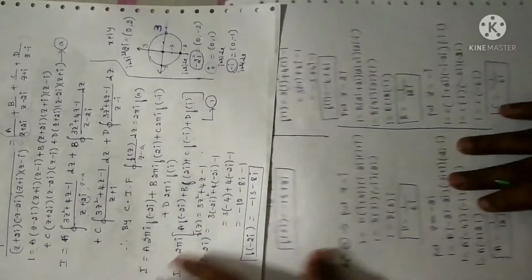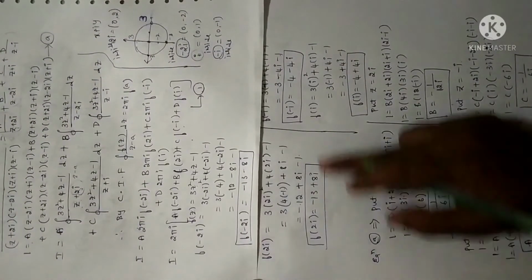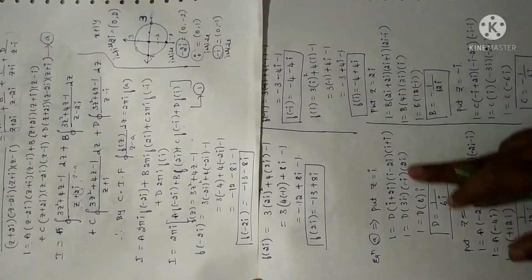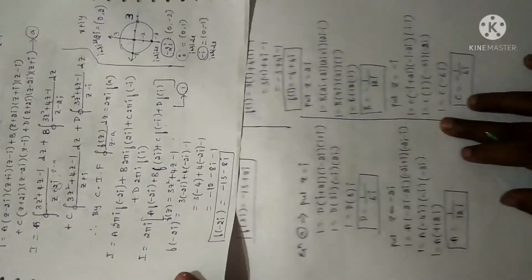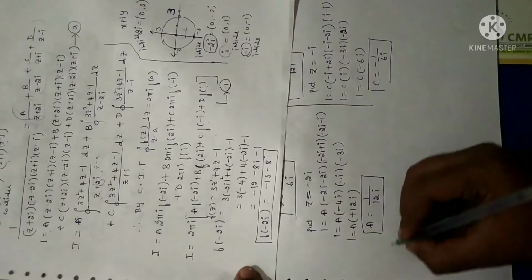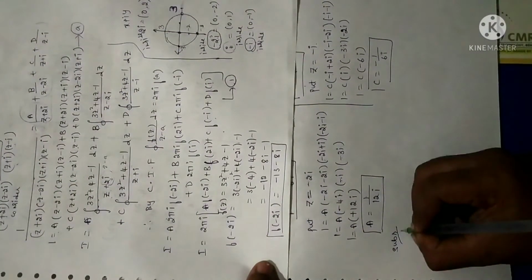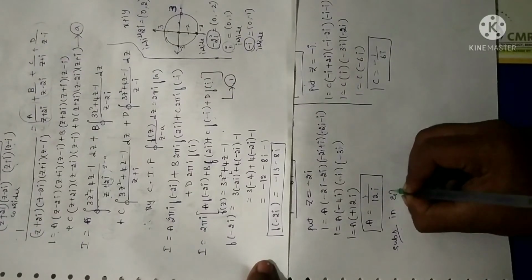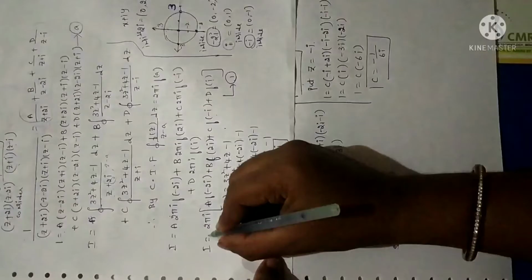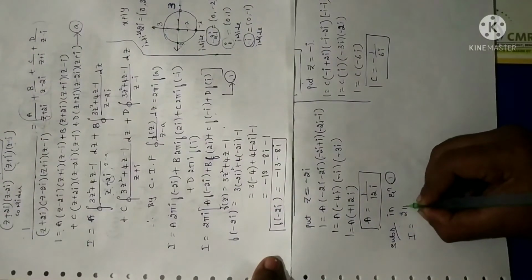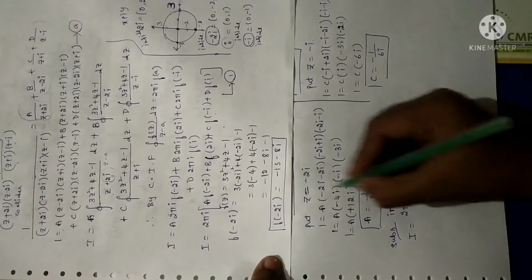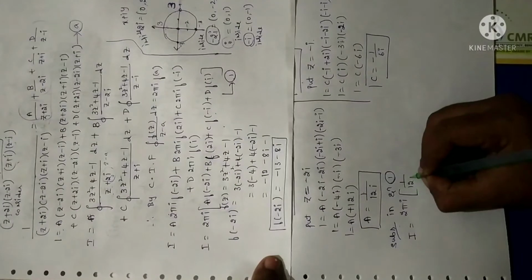Now you can see that I have obtained f of minus 2i, f of 2i, f of minus i, f of i, and all a, b, c, d values that we required in equation 1. Now let me substitute all these values in equation 1. So equation 1 can be written as integral I is equal to 2 pi i into a value, 1 by 12i.